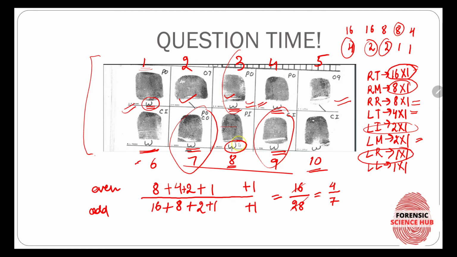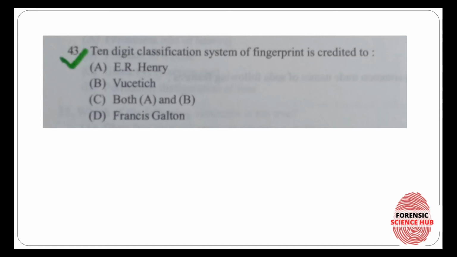I hope that you understood how we are supposed to answer these kind of questions. So now let's have a look at the previous year questions. The first question is, 10-digit classification system of fingerprint is credited to. This is a very easy one. I told you in the first slide only that the 10-digit classification system is given by Sir Edward Richard Henry, so A will be the correct answer.